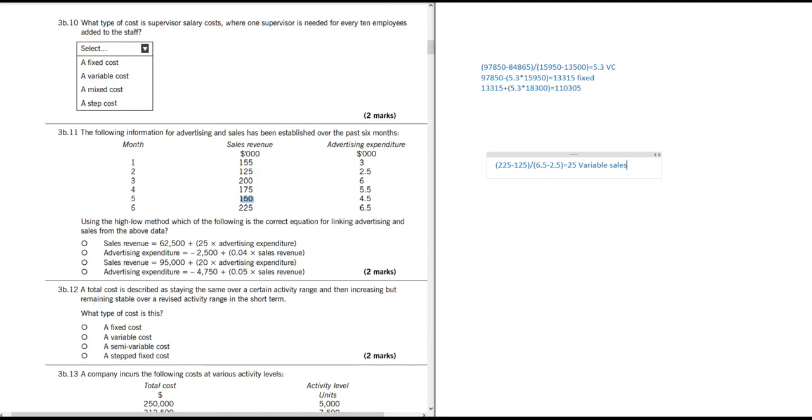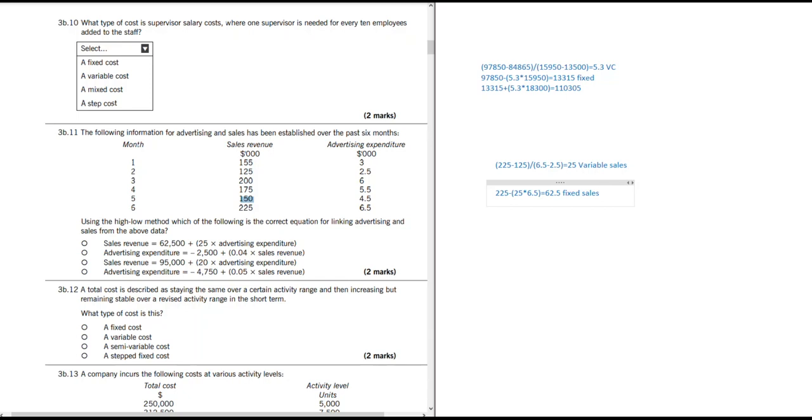Next, we have to find fixed sales. In cost, obviously, we find fixed cost, but here we are finding fixed sales. First, let's find it, then I will explain what it means. So take any activity, take the total minus the variable multiplied by activity, and that will give you fixed sales. Now, what this means is that even if we don't do any advertisement, we are going to have 62,500 in sales. Advertisement is going to boost it.